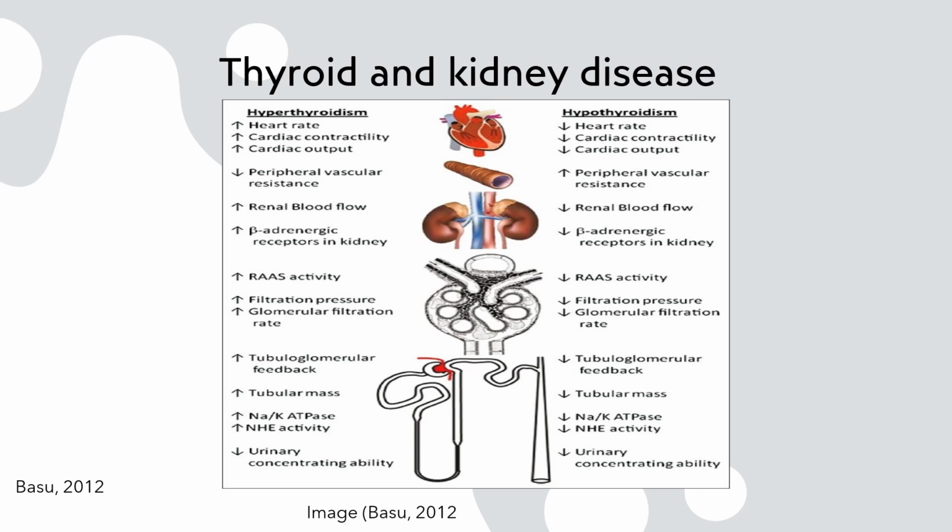In hyper, it raises the tubular mass, the sodium-potassium ATPase, the NHE activity, and in hypo, it lowers the tubuloglomerular feedback, it lowers the tubular mass, and it lowers the sodium-potassium ATPase, and lowers the NHE activity. And in both hyper and hypo, it lowers the urinary concentrating ability. So kidney disease has a direct effect on the functions of the thyroid gland, as you can see from this study. Okay, that's the end of my presentation, and thank you.